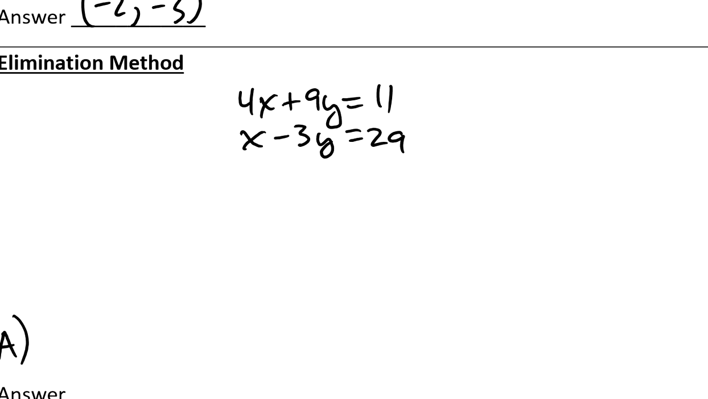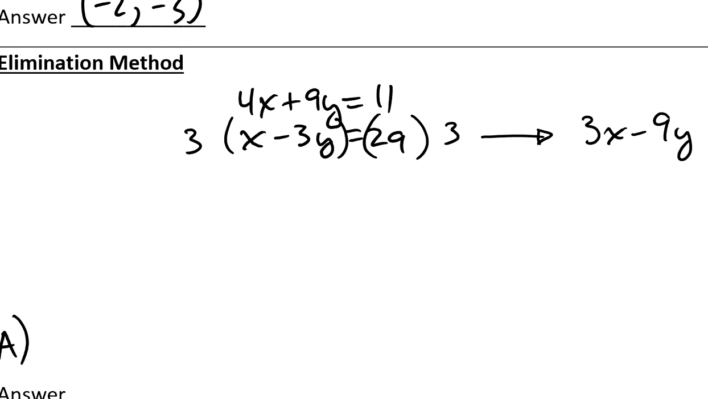And actually, several of you had good ideas: there's no reason why you couldn't multiply the second equation through by negative 4. The way that I did it was I multiplied this second equation through by a positive 3. And the reason why is I end up getting a positive 9y and a negative 9y. So let's rewrite the second equation. If I push a factor of 3 across all the terms, I get 3x minus 9y equals, 3 times 29 is the number 87.